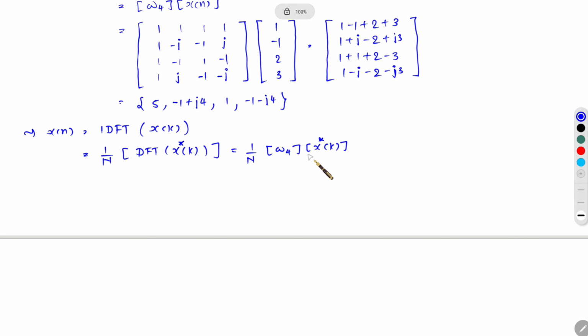See, there are two ways. Another way is 1 by n, and you can take the conjugate of this W4 matrix into x of k.